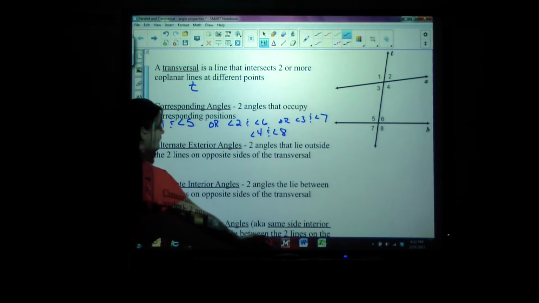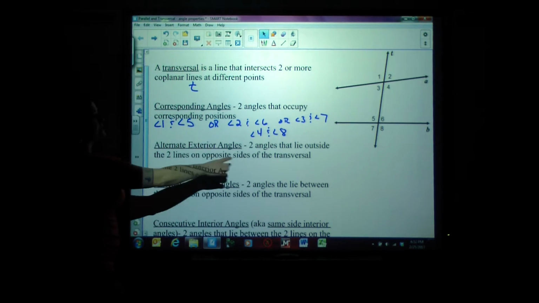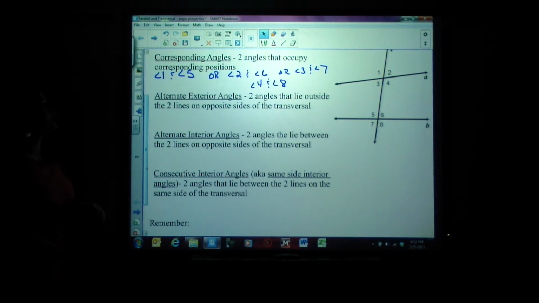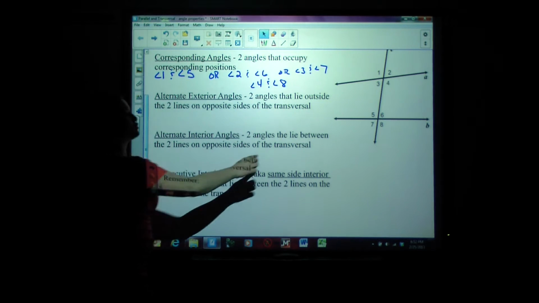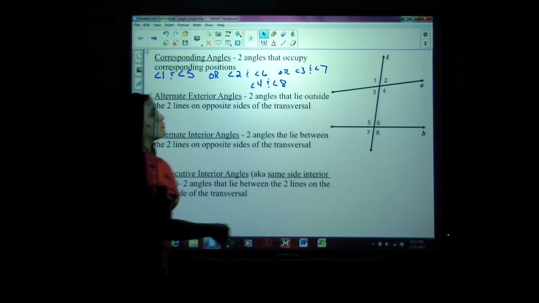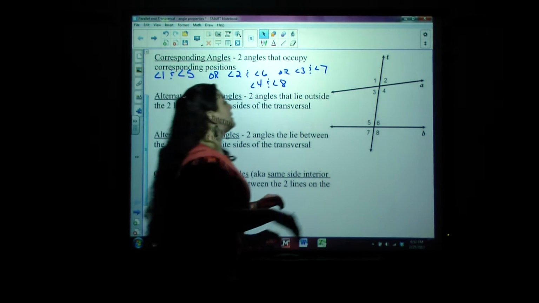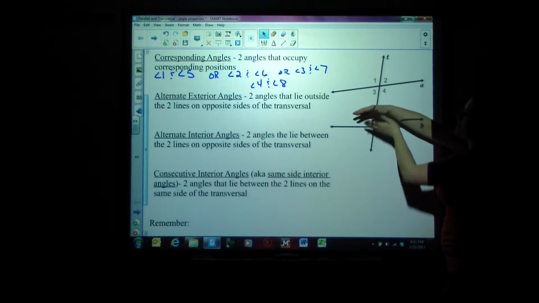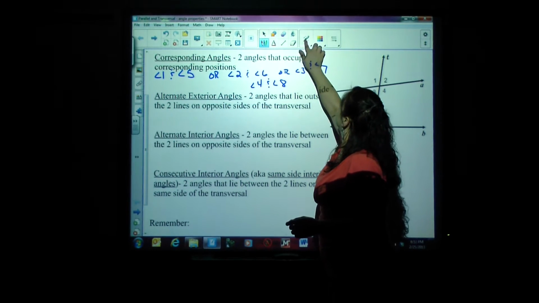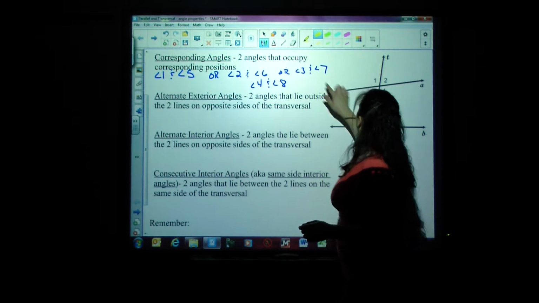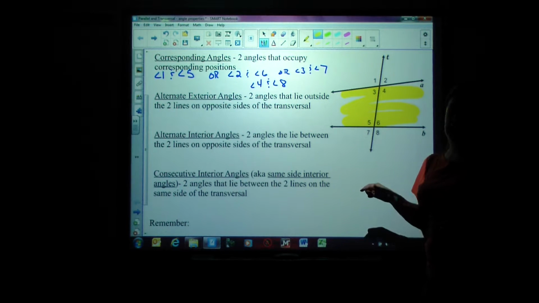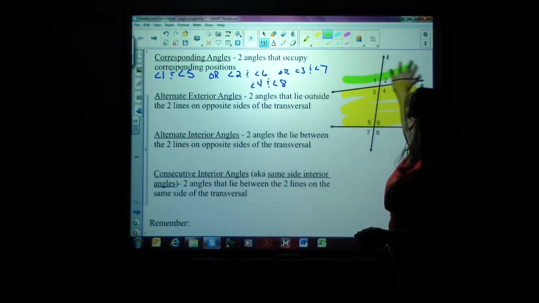Next one are the alternate exterior angles. Alternate exterior angles are any two angles that lie outside of the two lines and on opposite sides of the transversal. So when we say outside, if we look, here's two lines. The inside is, well, where my hands would meet. So let's highlight that. This would be considered inside. The yellow is inside, and the green would be outside.